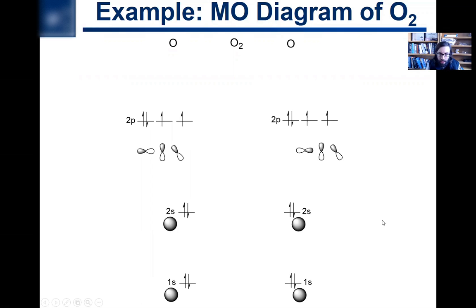Now, we can populate those orbitals with electrons. We know that oxygen has 8 electrons. It's element number 8, so 2, 4, 6, 7, 8 in each of them. And we know that the 1s is going to be lower in energy than the 2s, than the 2p. And then we're going to make bonding interactions.